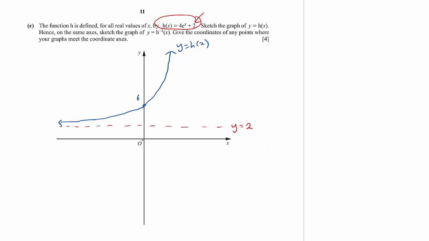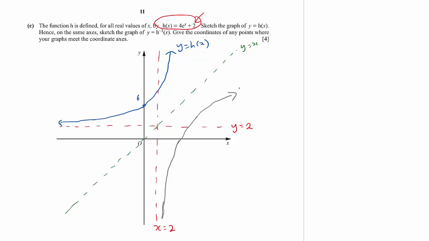Now, the inverse function is going to be the reflection in the line y equals x. So the reflection of y equals 2 is the line x equals 2. So that's going to be the asymptote. And so the reflection is going to do this type of thing. So that's y equals the inverse, and that will cross the axis here at 6.